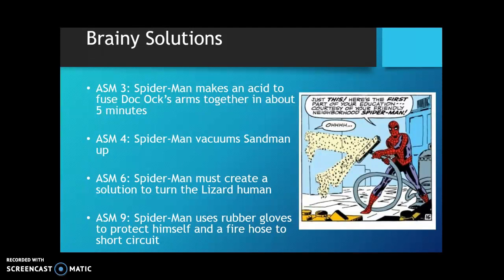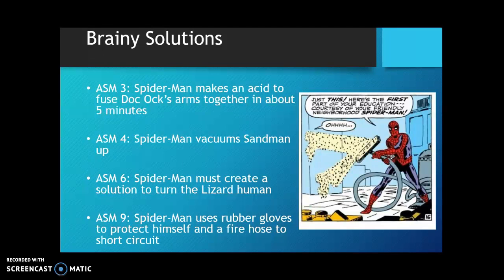In Amazing Spider-Man 3, Spider-Man makes an acid to fuse Doc Ock's arms together. He does it in about 3 panels, which I equate to 5 minutes. He literally swoops down, says, "Oh, I got to whip something up," and dunks 2 chemicals together and says, "This should do the trick." And what do you know? It does. He's a smart guy, I guess. Spider-Man in Amazing Spider-Man number 4 vacuums up the Sandman, which is a very creative solution. You can see that panel over to the side there. That is one that amuses me to no end.